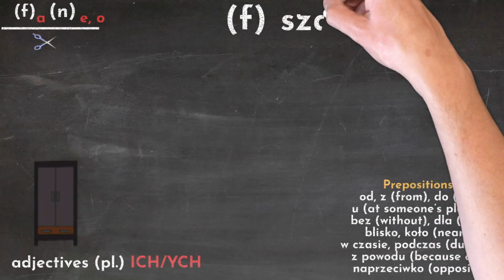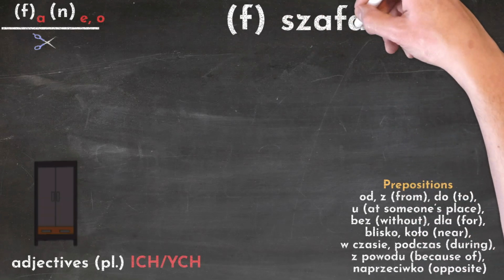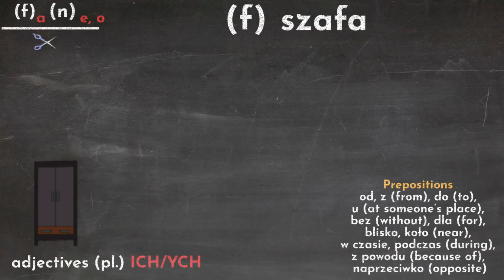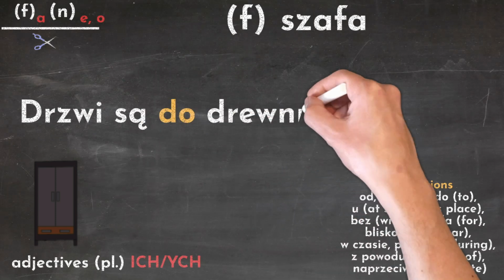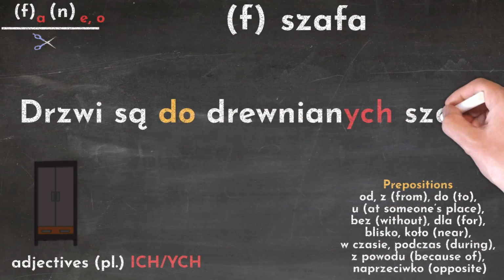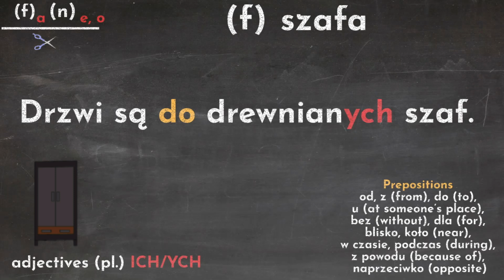Next up, a feminine noun, szafa, becomes szaf. Drzwi są do drewnianych szaf. Szafa, a feminine noun, will lose the vowel when pluralized in the genitive case. The describing adjective takes ych, drewnianych szaf.